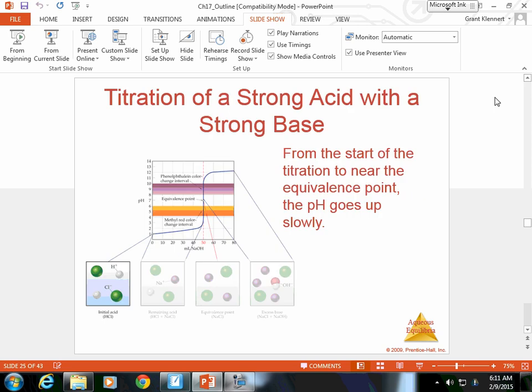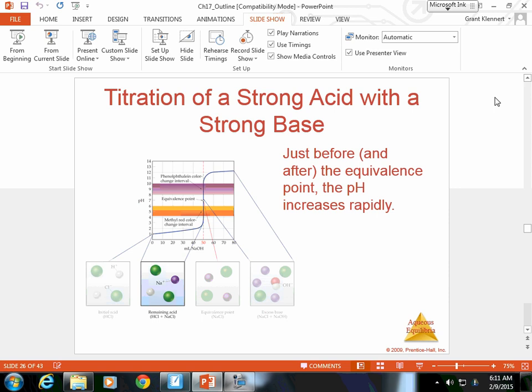So if we look at a titration of a strong acid and a strong base, we have all acid, then we start adding some base. We're going to have to add quite a bit of base initially. But then the change is going to happen very quickly, and our pH spike is going to happen very quickly when we do this.